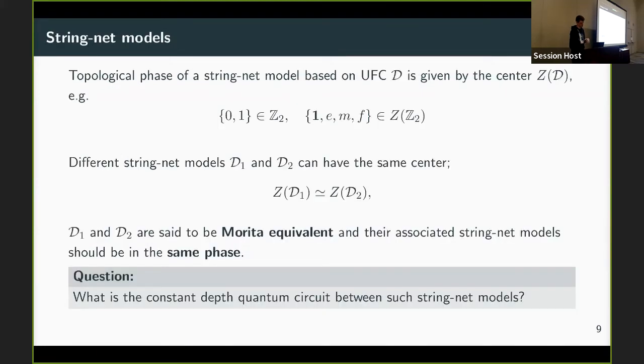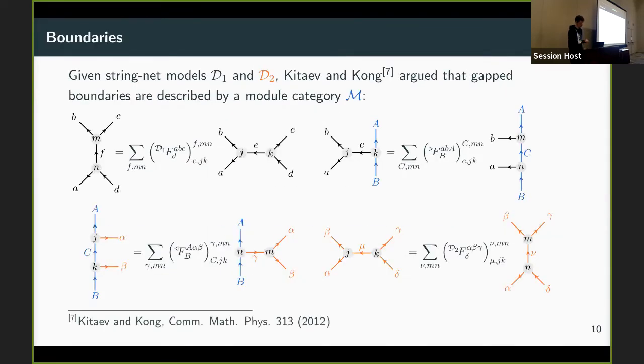Now, to construct this constant depth quantum circuit, we need an additional piece of data, some additional structure. And that's the notion of boundaries and domain walls in these string net models. So Kitaev and Kong argued that gapped boundaries of string net models, described by some unitary fusion categories D1 and D2, are described by a module category M. Now, all you really need to know is that this module category is some mathematical packaging for these pictures. So all you really have to understand is these pictures.